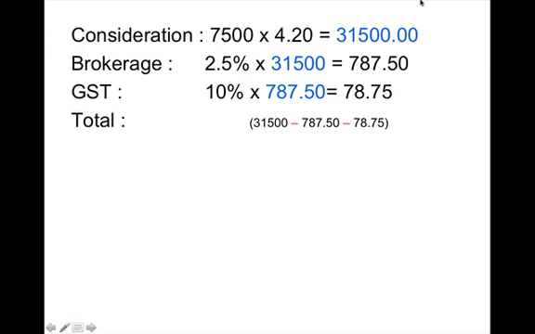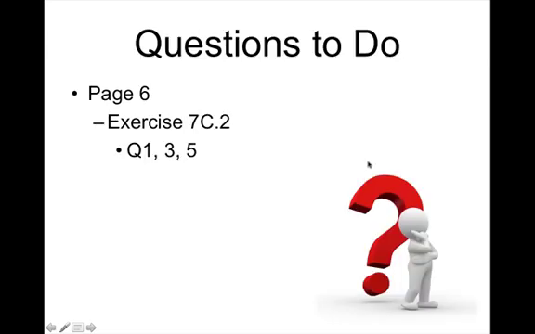And then at the end, the difference is you go 31,500, take away 787.50, take away 78.75. Okay, so they're takeaway. Don't add them, otherwise you kind of end up in a pickle. So you'll end up getting $30,633.75. So even though once again you're selling for $31,500, because you've got these fees and charges in there, you put in your pocket $30,633.75. Now of course there's questions to do. On page 6, questions 1, 3 and 5 of 7C2. Alrighty.